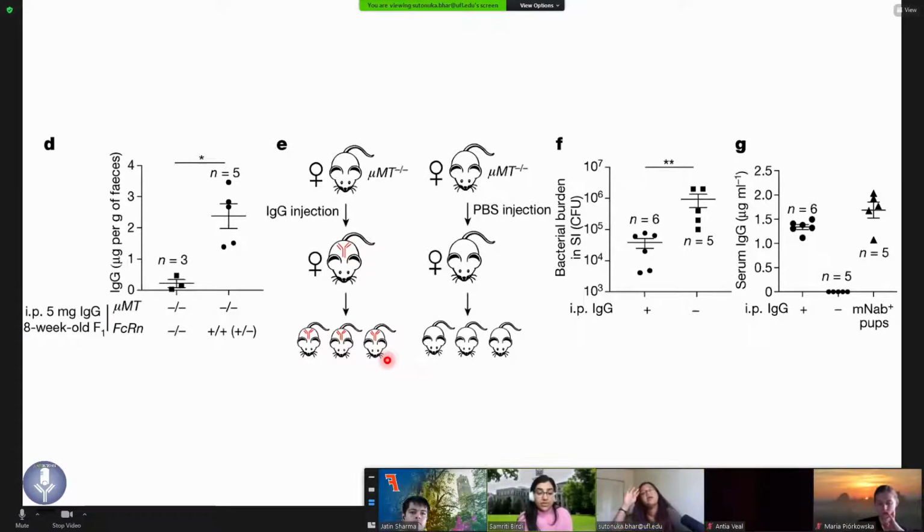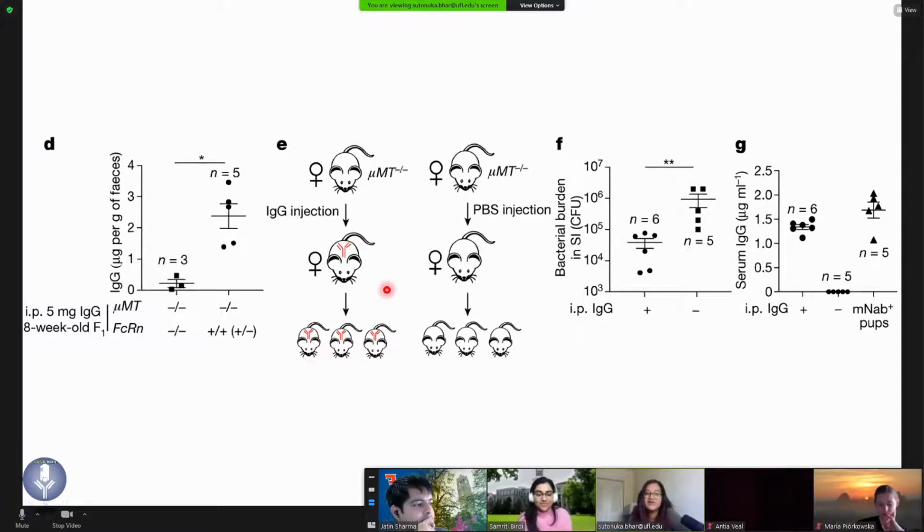Okay. 5 milligrams? That sounds like a lot to me. I don't know how many pups. 6 pups, but still it's a lot. What kind of concentration? You would need an insanely concentrated amount, because you can't give more than like 100 microliters IP, right? So I don't know how concentrated this must have been. Yeah, that's 100 milligram per ml. That's a lot. Yeah. Okay.